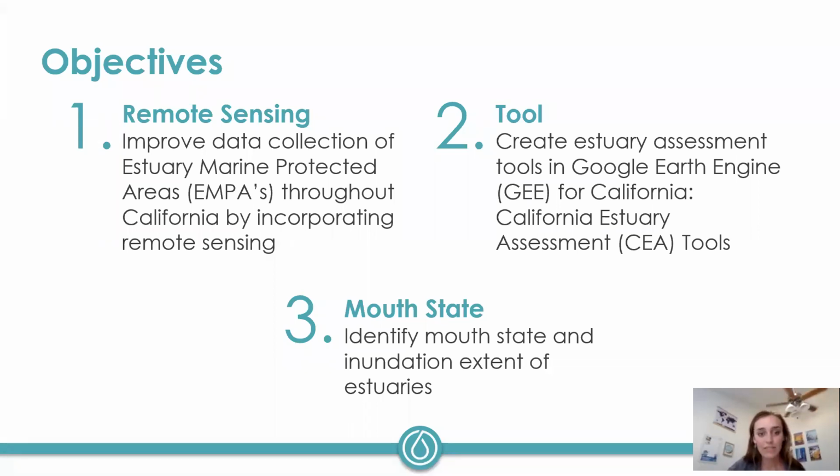So our objectives for this project, our primary aims were first and foremost to incorporate remote sensing to improve data collection of estuary and marine protected areas along the coast of California. Two, to design and build a tool in Google Earth Engine that assesses estuaries. And with this remote sensing tool, we hope to, three, identify if an estuary mouth is open, meaning it is connected to the ocean and subject to tidal influences, or closed, meaning it's separated from the ocean and not subject to those tidal influences.